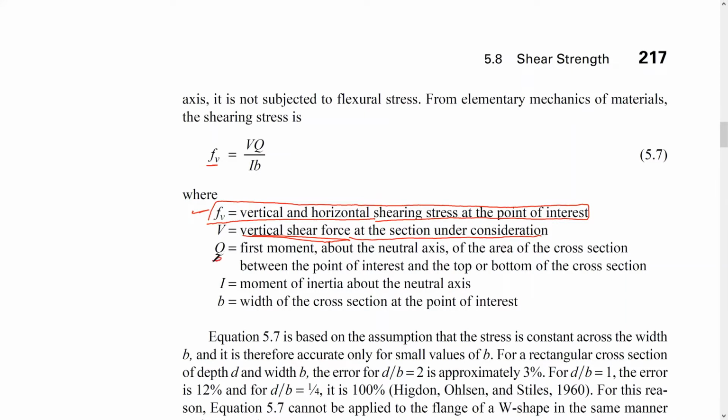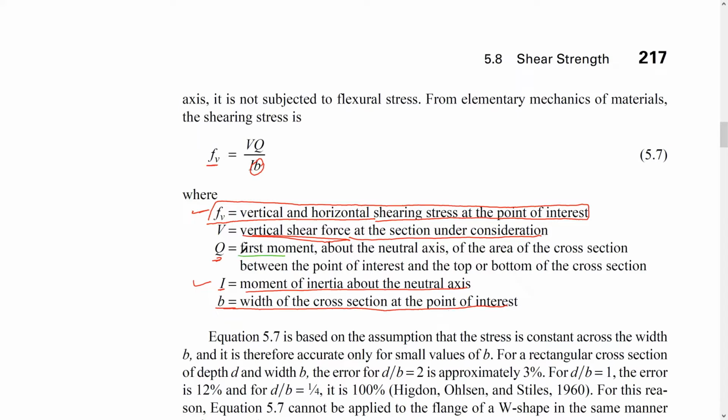Q here, let's leave Q right now. I is the moment of inertia about the neutral axis, okay? And it's easy to get this one, especially for a rectangular cross-section. And here b is the width of the cross-section at the point of interest, meaning at the point where you have the shear, what is the width of the cross section, and this will make a difference, okay? Because if b is small here, you will get more shear stress, and the same relationship with the moment of inertia. Q here, let's get back to Q.